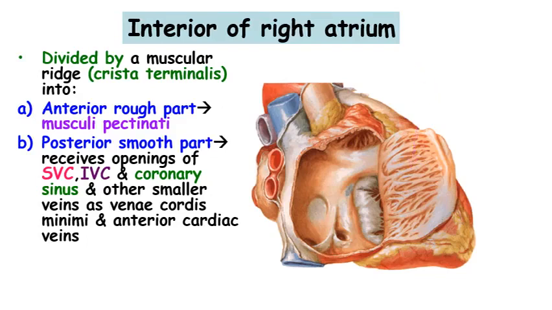Whereas there is the smooth posterior part of the right atrium, which receives the openings of the main veins of the body. The first one is the opening of the superior vena cava, which receives venous drainage from the upper half of the body. The second opening is the opening of the inferior vena cava that receives the venous drainage from the lower half of the body. And the opening of the coronary sinus. The coronary sinus is the main venous drainage of the myocardial muscle.